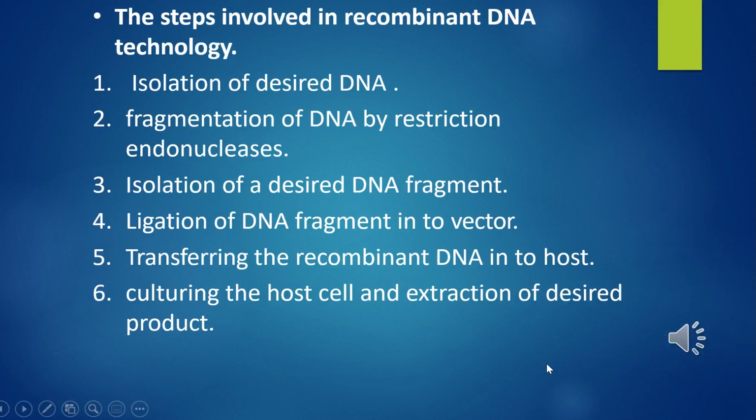The steps involved in recombinant DNA technology are: first is isolation of desired DNA, and then fragmentation of DNA by restriction endonucleases. Example is EcoR1. Isolation of a desired DNA fragment, then ligation of DNA fragment into vector with the help of DNA ligase, and then transferring the recombinant DNA into the host, culturing the host cell, and extraction of desired product with the help of bioreactors.